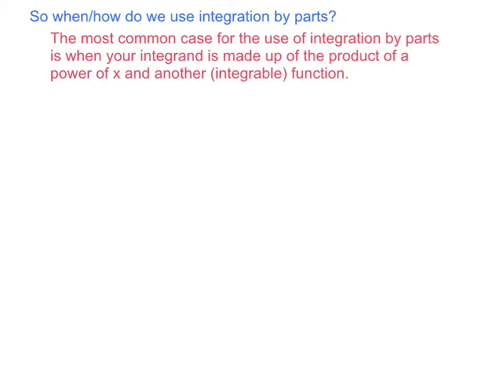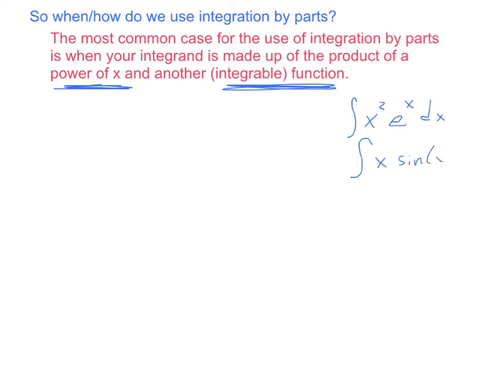Let's first tackle when. The most common case for the use of integration by parts is when your integrand, the thing you're integrating, is made up of, again, two pieces. It's going to be the product of a power of x and some other integrable function. So you can take a minute to process that. We are probably going to use integration by parts when you have the integral of a power of x times some other function.